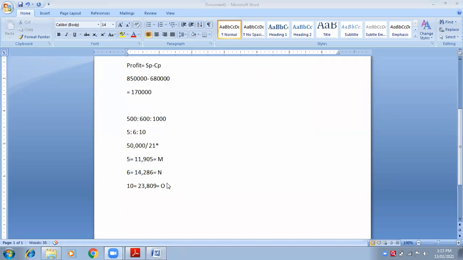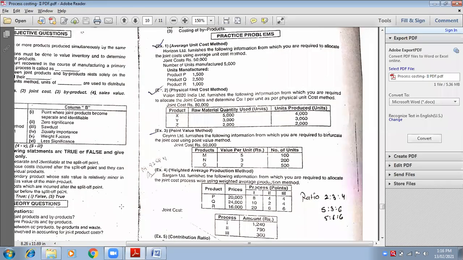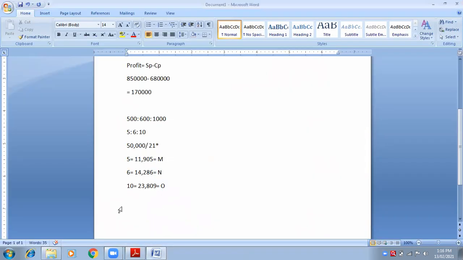Tell me, MNO, did everyone get the answer for all three? Yes, ma'am. Now calculate CPU. Now calculation of CPU is the last step. So how will we calculate CPU? The joint cost figures that we have got, divided by the number of units.